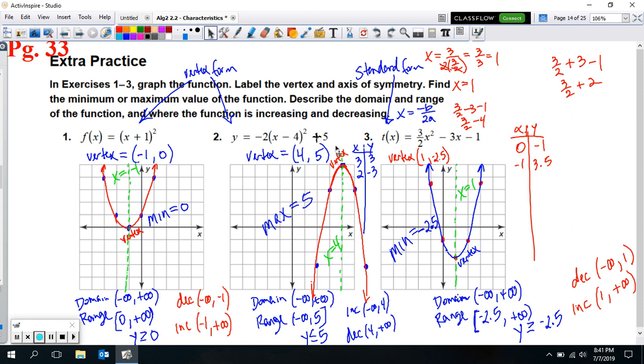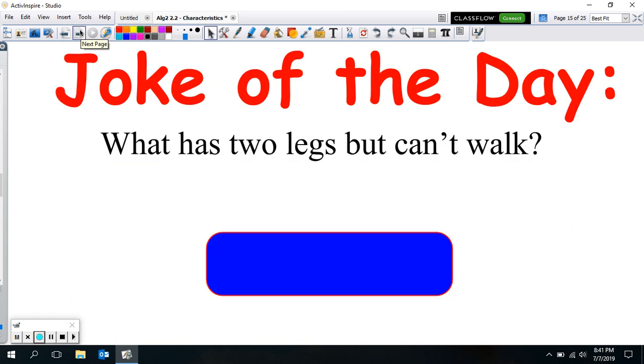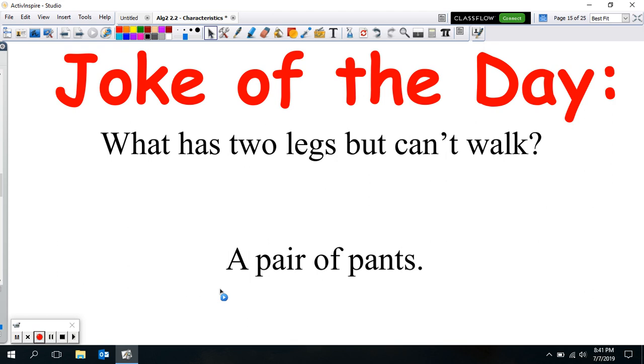We're going to move on to the next form here, but before we do, let's do a little joke of our day. So, joke of the day, what has 2 legs but can't walk? 2 legs but can't walk. Well, it's a pair of pants, silly. Pair of pants, of course.